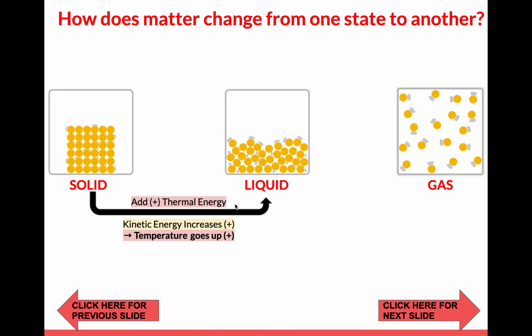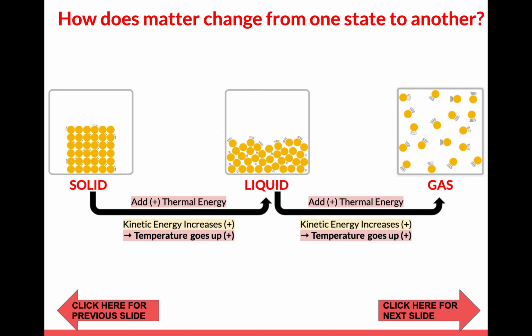Well, you have to add thermal energy, which will make the particles move faster, so their kinetic energy will increase. And as they move faster, they're going to spread out a little bit more, making it melt and change into a liquid state because the temperature also went up. Now, how do we go from liquid to gas? Same thing, add more thermal energy, make the particles move faster, the kinetic energy increases, which makes the temperature go up. Now, how do we go backwards from gas to liquid?